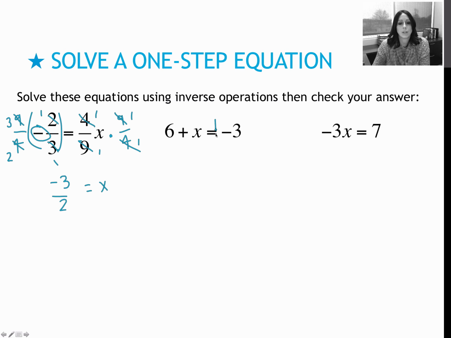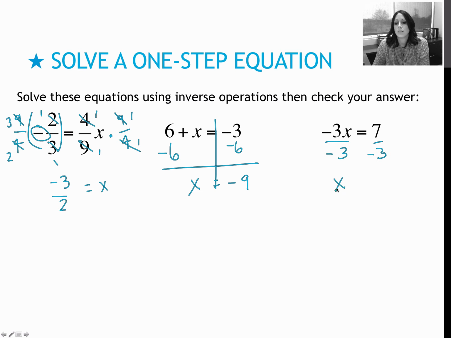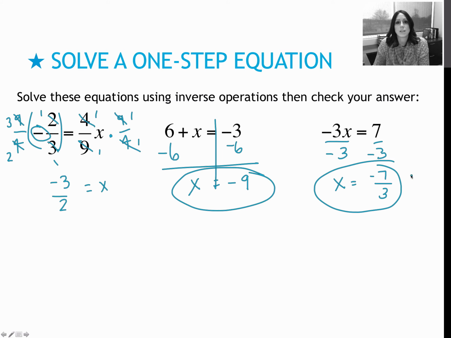For my second one here, I've got 6 plus x. I need to get rid of positive 6, so I'm going to subtract 6. And that gives me x equals negative 9. And on my last one, if I divide by negative 3, I just get negative 7/3. Typically, we're going to write that on the top, the negative on the top. And again, you can go through and do those checks yourself, but those should be your 3 solutions.